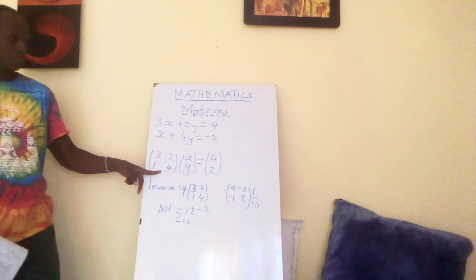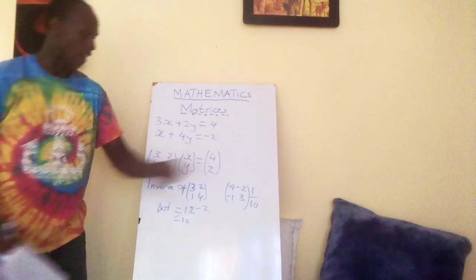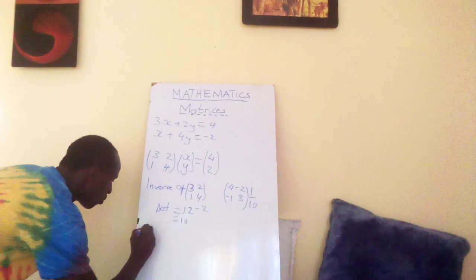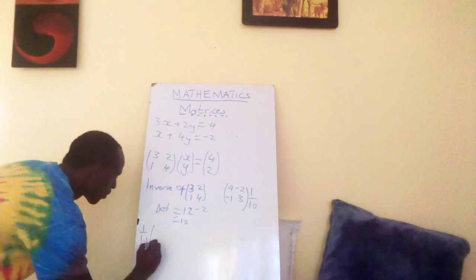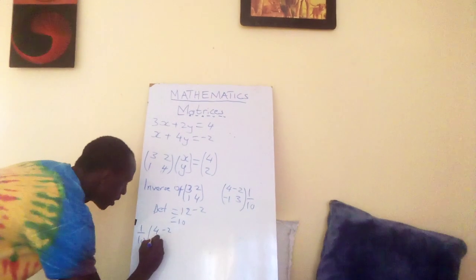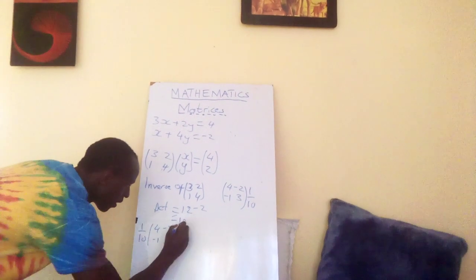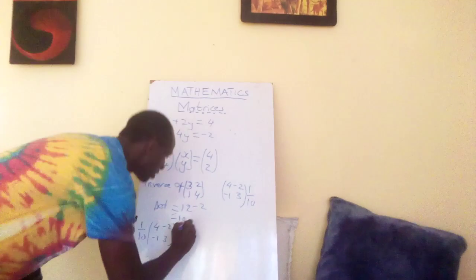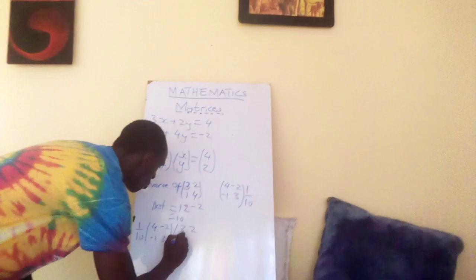So I say the first step is to introduce the inverse on this side and the other side. Now I'll write the equation. I'll start with the inverse: 1 over 10 brackets, the inverse was 4, negative 2, negative 1, 3. Then we write the equation the way it was: 3, 2, 1, 4.